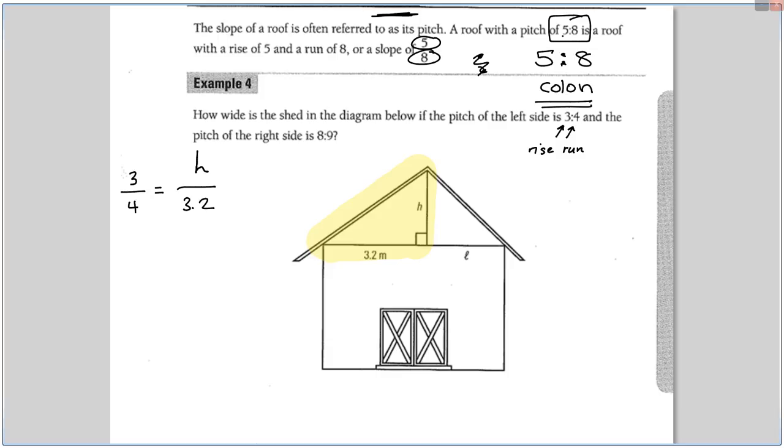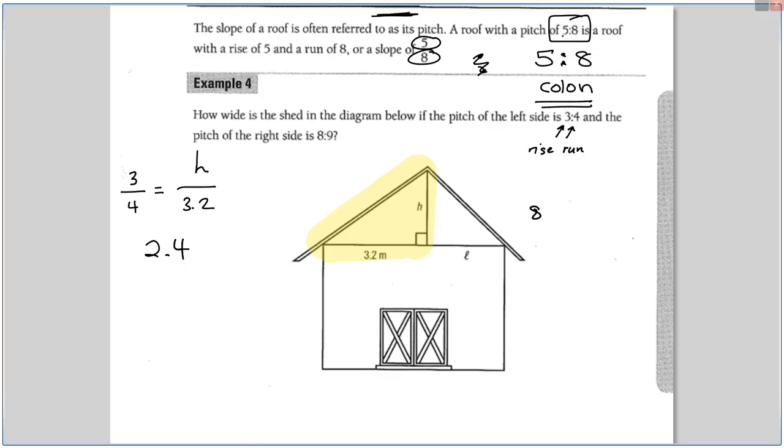Josh, do you remember how to cross multiply? 3 times 3.2, and then you divide out. Good, which solves for H. Beautiful. Can someone give me that answer? 2.4, lovely.